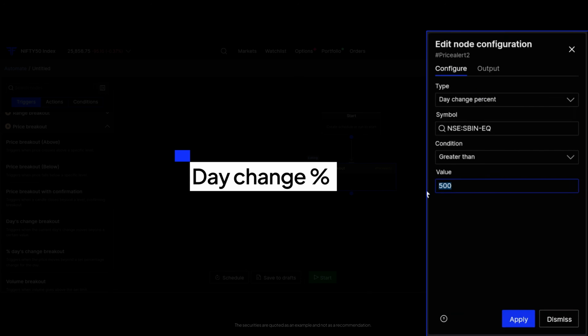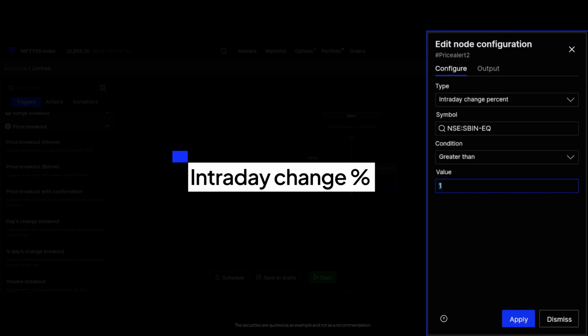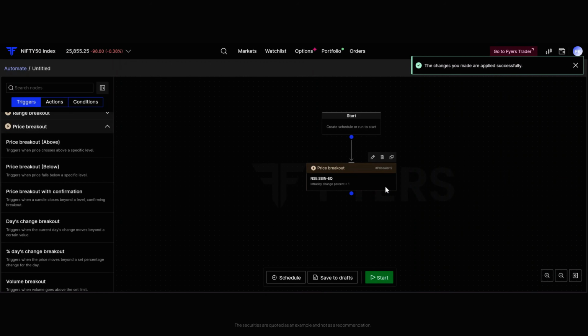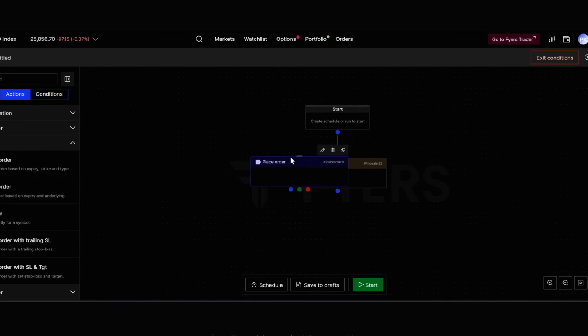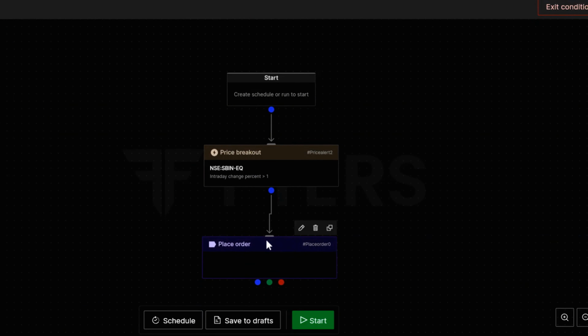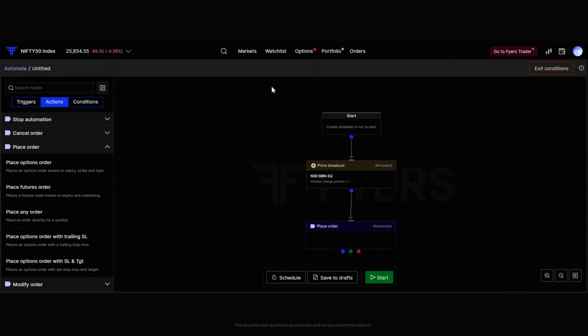For example, if you set it to 1%, the trigger activates when the day's move crosses 1%. Similarly, for intraday change percent, if you set 1%, the trigger activates when the price moves 1% from today's open to the current price. Once the trigger is set, you can attach any action you want. And that's how the price breakout trigger works.